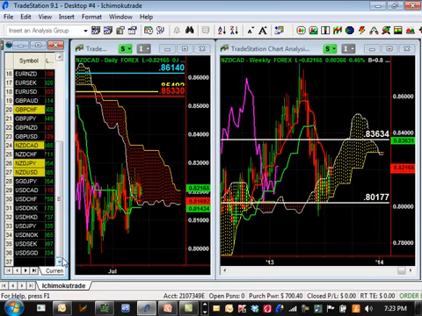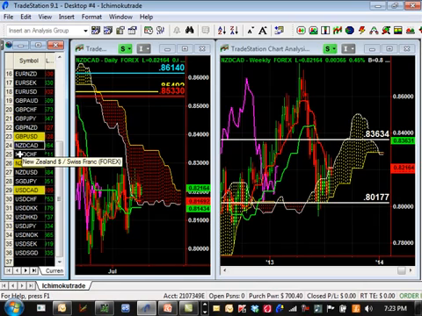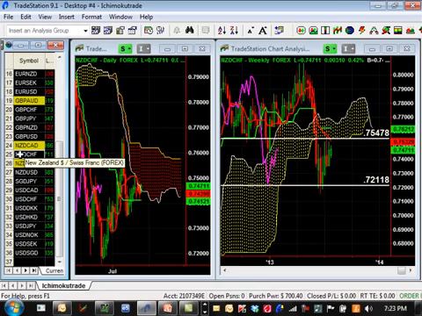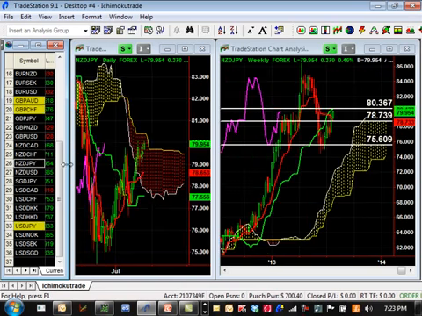New Zealand CAD, really not doing anything here except ranging between 80.17 and 83.83. New Zealand Swiss, not doing anything except ranging between 72.11 and 75.47. New Zealand Yen, not doing anything here.